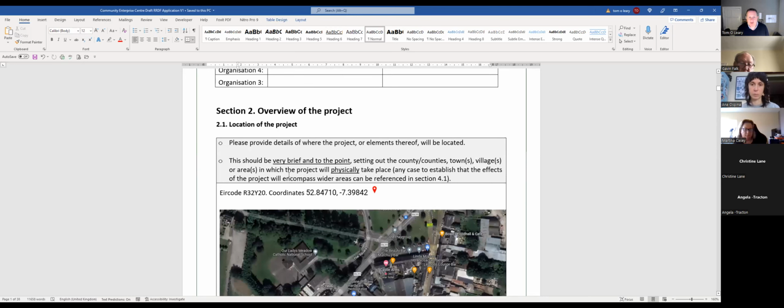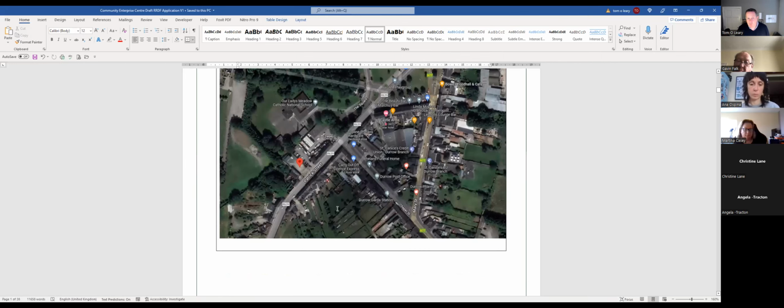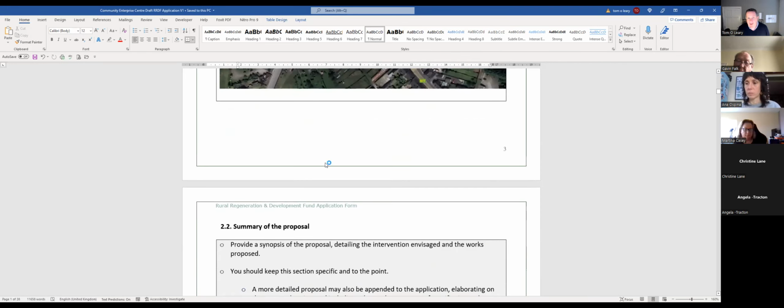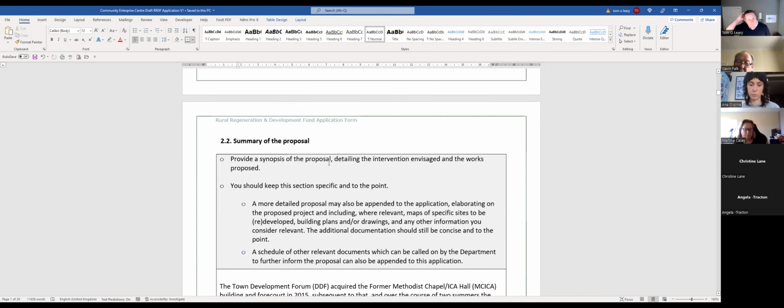What they look for in this application is details of the Eircode and of the coordinates of the project. If there's room in the application form, we would tend to put in a map of the location of the project. That can be helpful if it's a project, let's say, in a town, where you're showing where the project is located in relation to other parts of the town, or if it's within a county, where the project is in terms of the county.